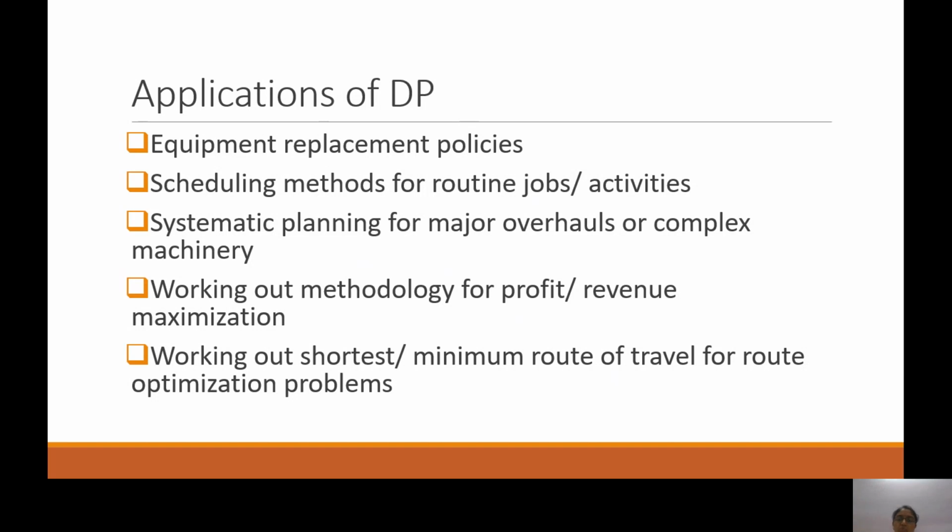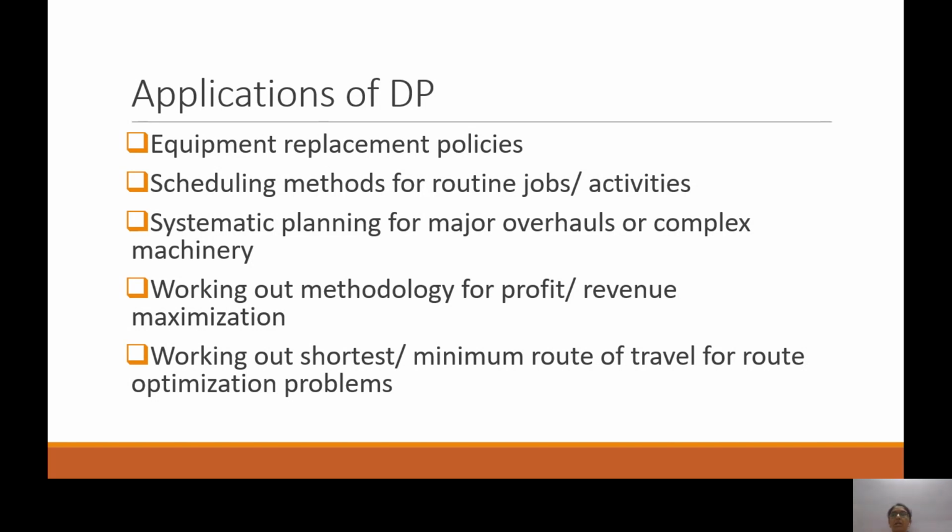Systematic planning for major overhauls and complex machinery. Again, planning of resources, planning of machines, complex machineries. Next, working out methodology for profit and revenue maximization, how to maximize the profit. This application directly we are going to learn in the example that we will see subsequently. Second example or the second type we are also going to see is the next application, which is the shortest or minimum route traveled for route optimization.